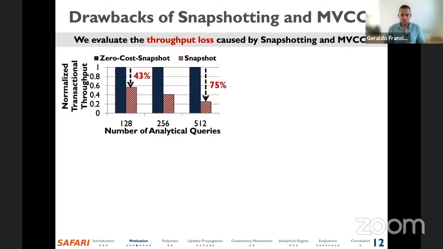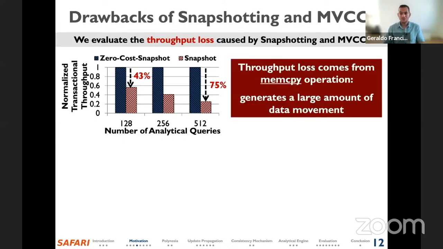We observe that transactional throughput reduces by up to 75% when increasing the number of analytical queries. The main source of throughput loss comes from the cost of executing the memory copying operation required during the snapshotting execution, which generates a large amount of data movement.